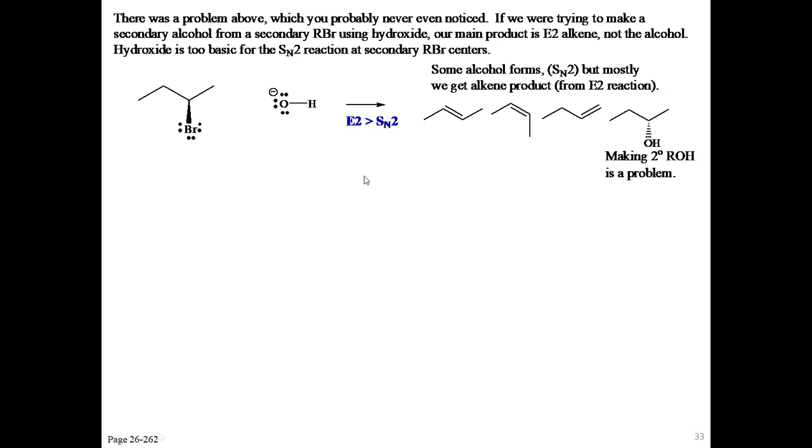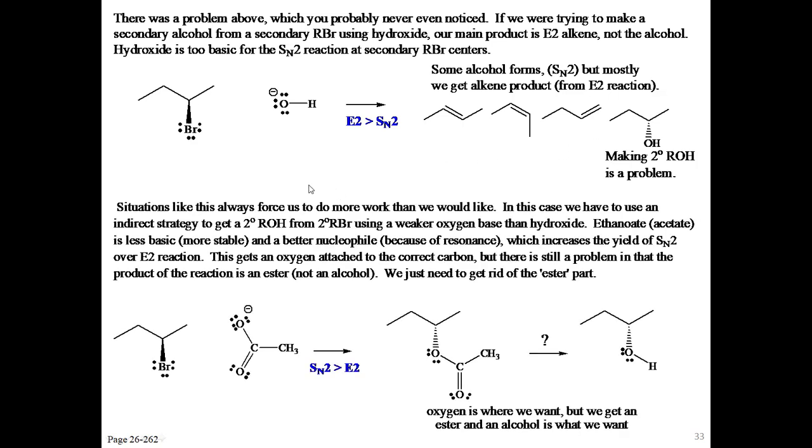So last time we were looking at SN2 reactions and E2 reactions to make different functional groups. A really important functional group for us is an alcohol right here. And we had sort of a problem with hydroxide at secondary centers. I have a carbon here with a bromine that's a secondary. I would like to do an SN2 backside attack to make the alcohol. But mostly what we get is the alkene and a little bit of alcohol. So we need a way around this.